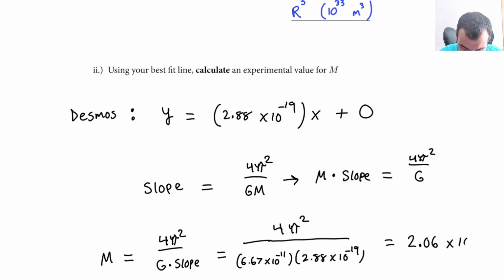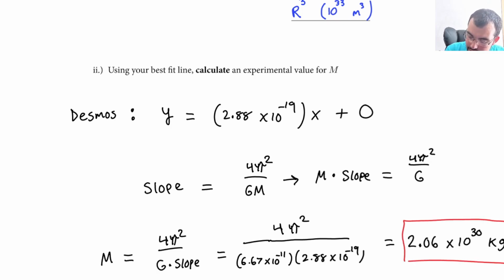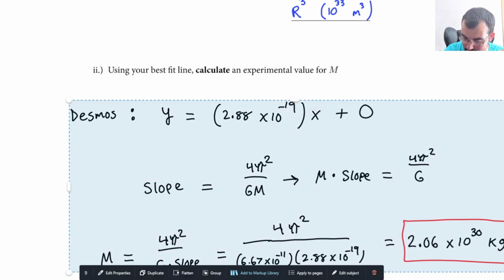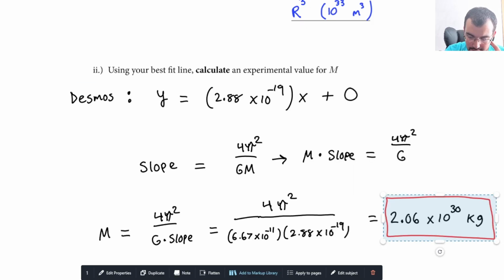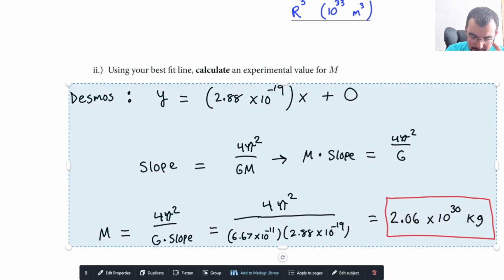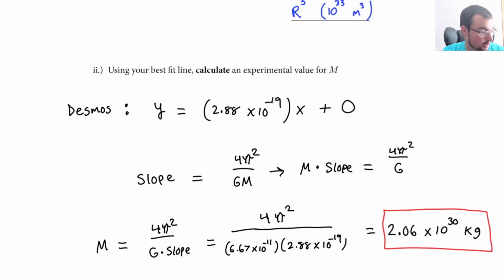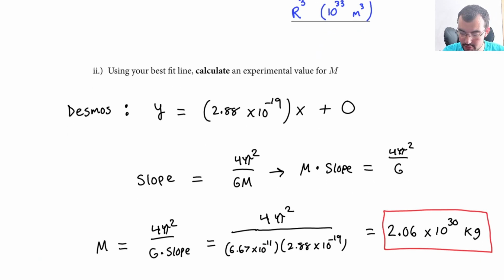2.06 times 10 to the 30 kilograms. Not 13, 30. And that's actually not too far off. I think the actual mass is like 1.99 times 10 to the 30, something like that. So pretty good linearization. And I did use actual numbers for this, so I thought the real result was better here. All right, that is universal gravitation.